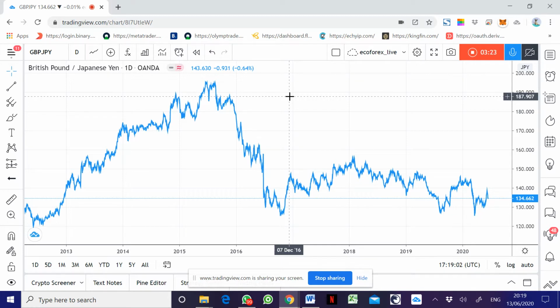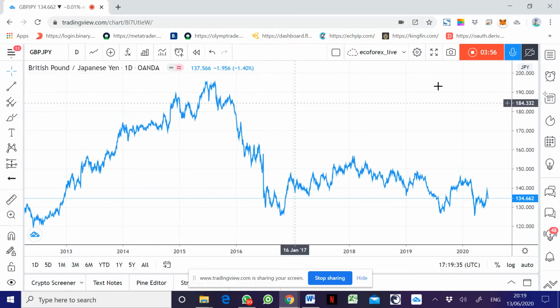As you know, when a support is broken, that is the lowest point, it's no longer support, it will become resistance. When a resistance is broken, that is the highest point, you expect that it will become a support. That's how it is. So let's see.